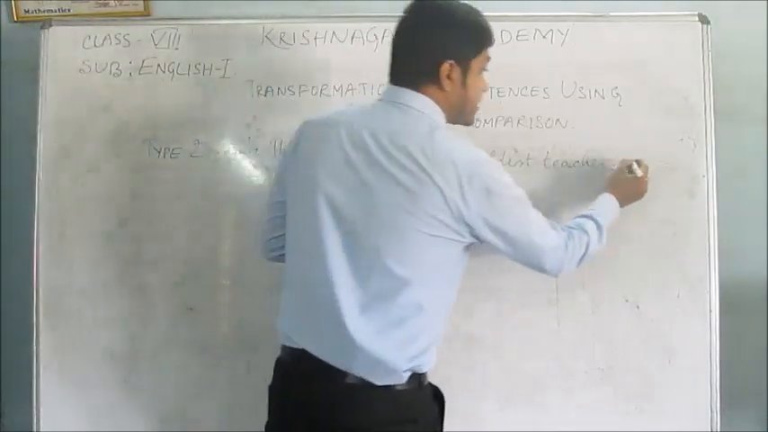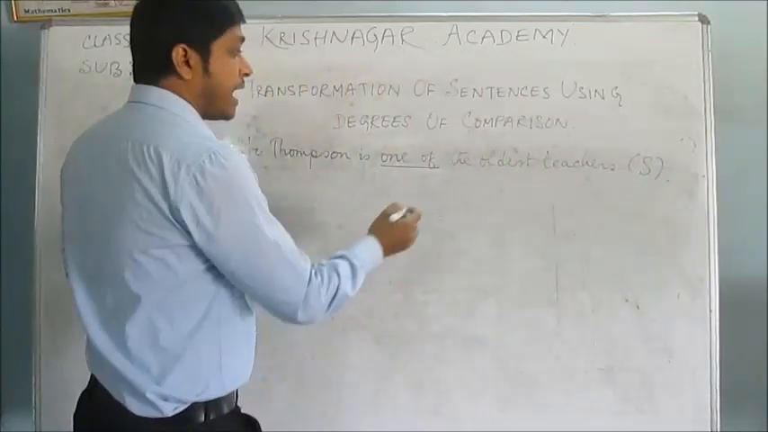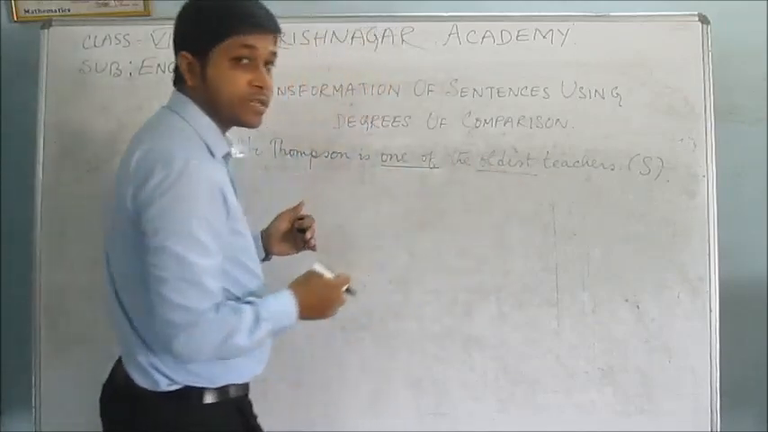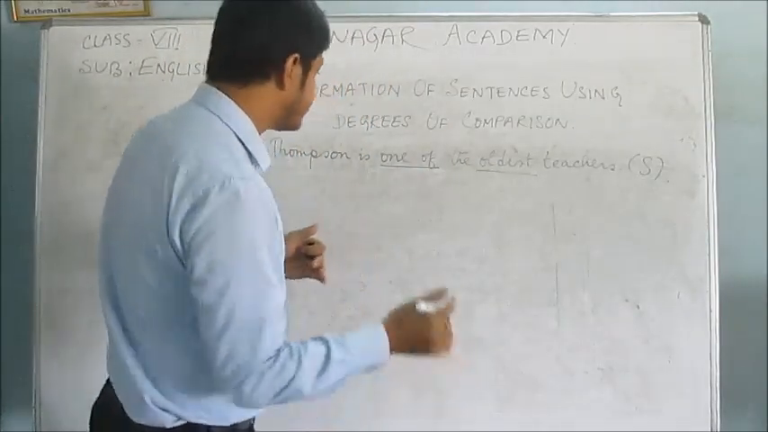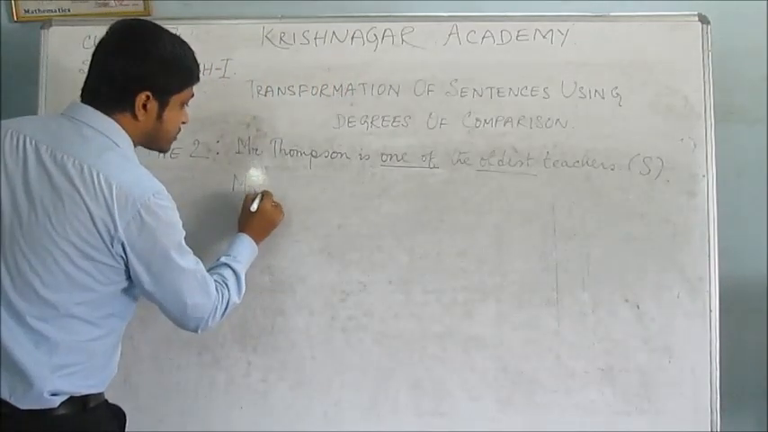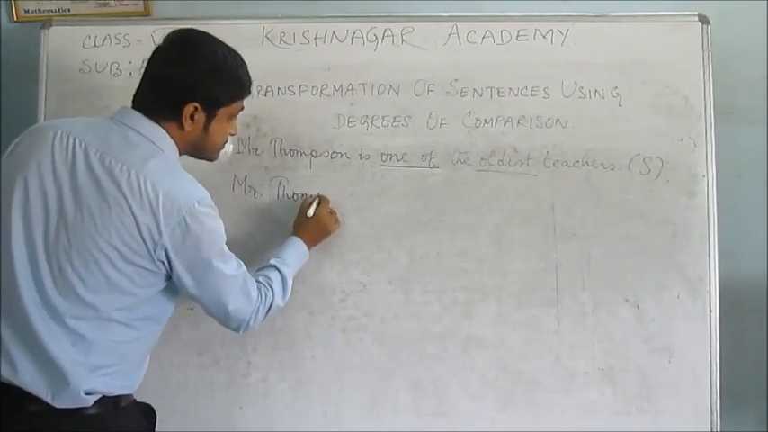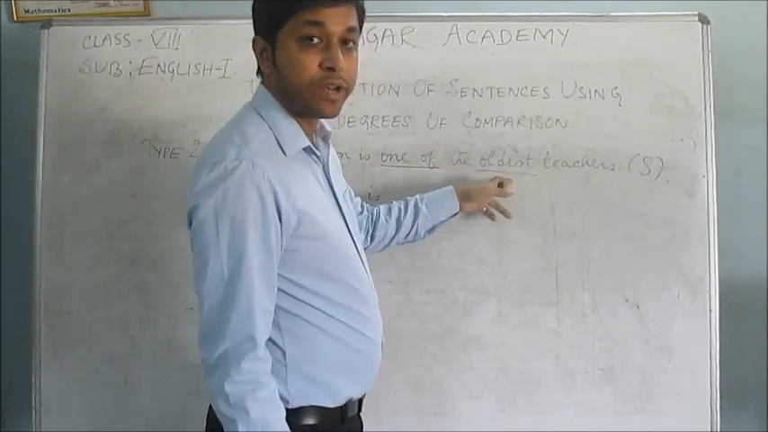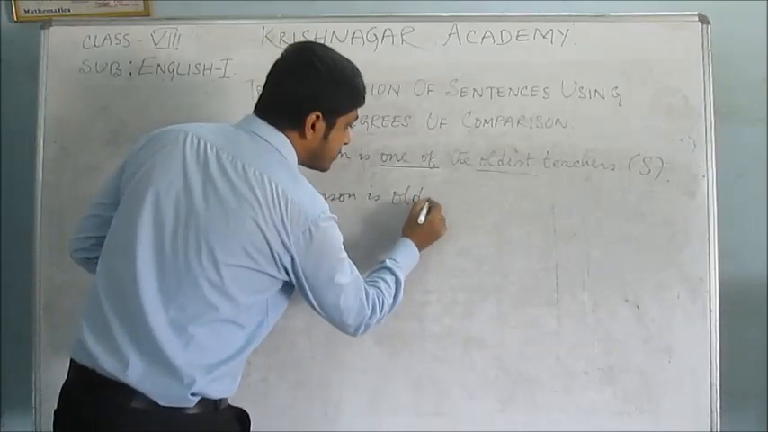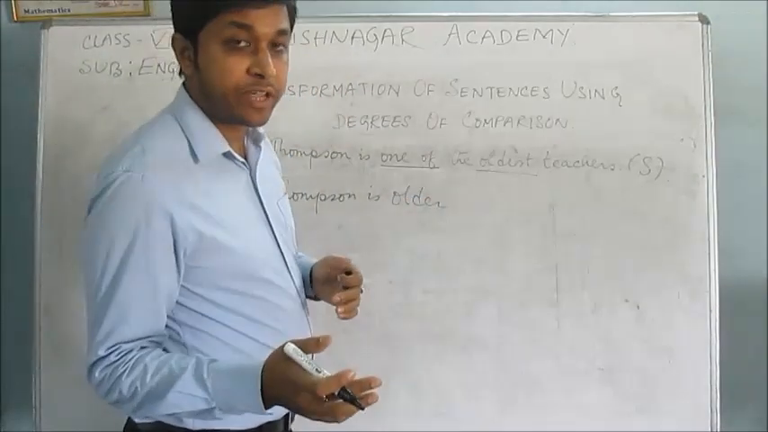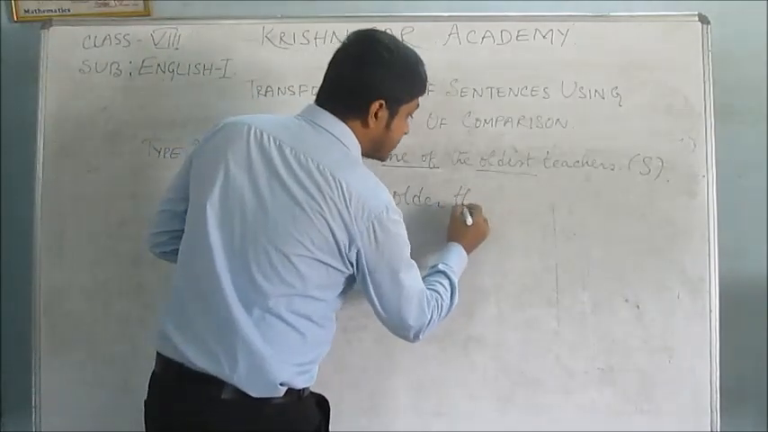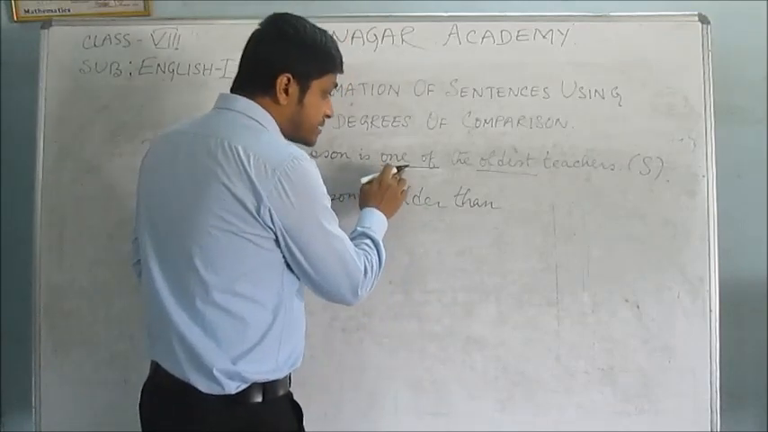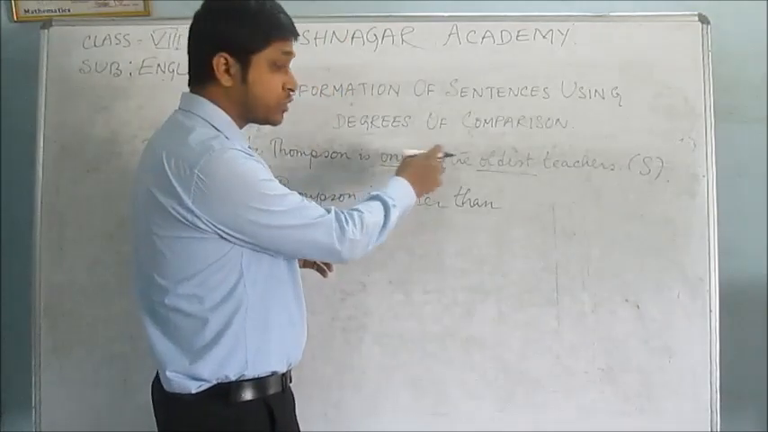Let us look. This is in superlative. As you know, oldest is in superlative form. The comparative form of oldest is older. How to do that? Let's see. Mr. Thompson is, the comparative form of oldest is older. And in comparative degree, we have to use than. That makes the comparison. Then, the sense of one of has to be carried over to comparative degree.